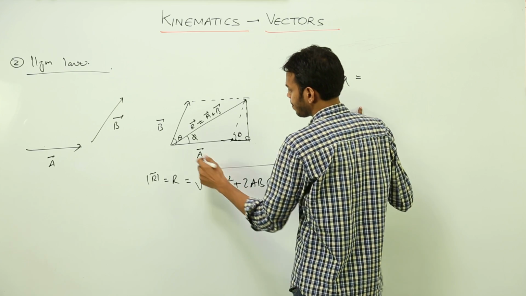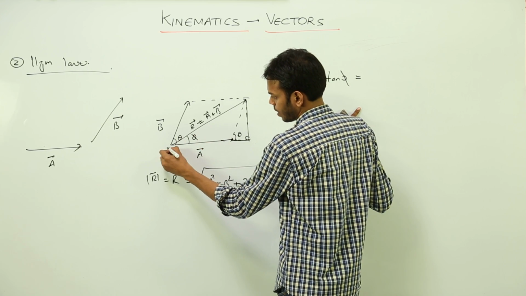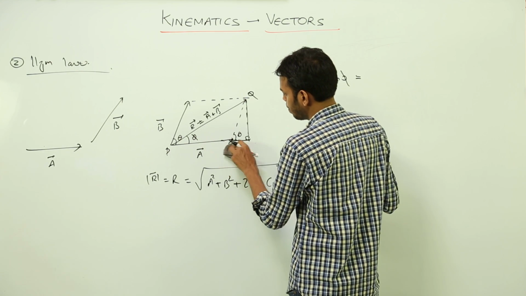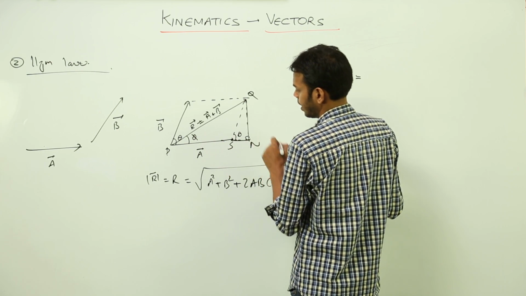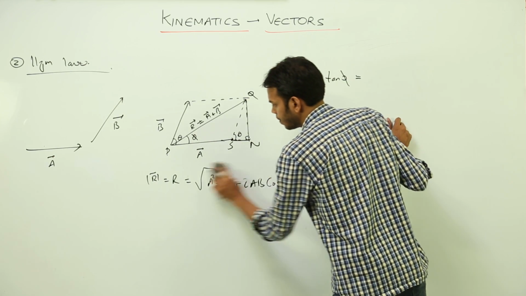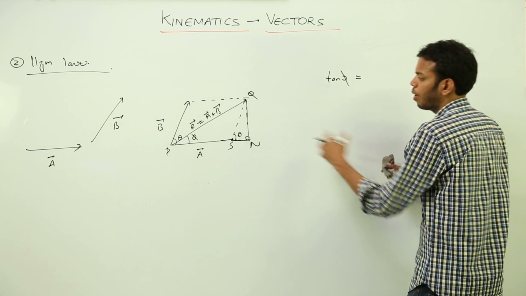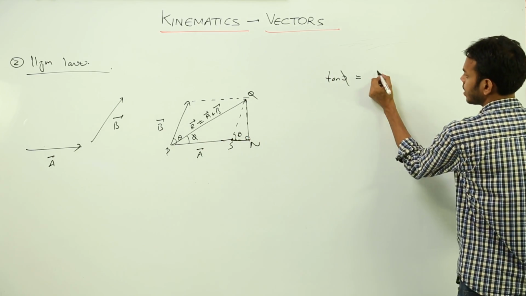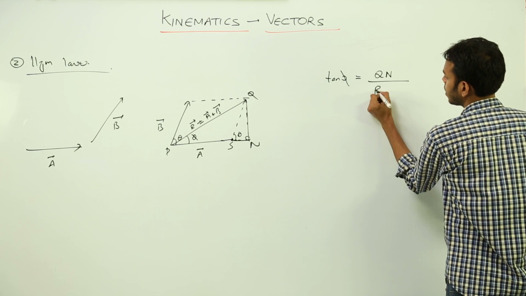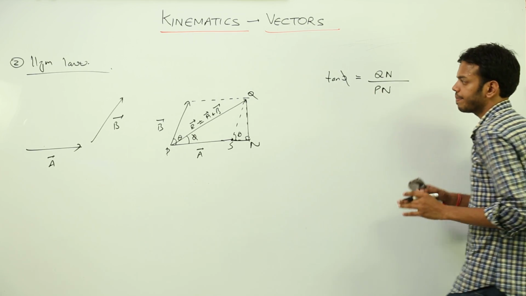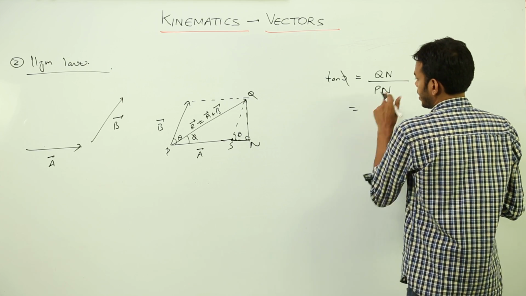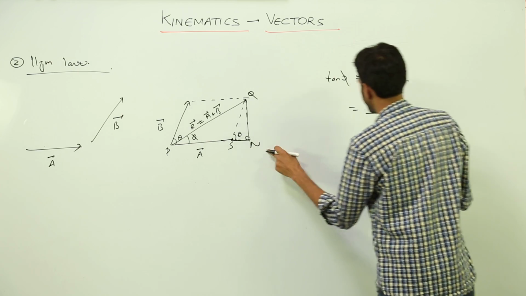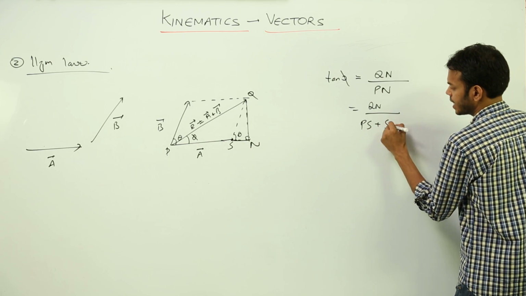I have to name them. Let us say P, Q, S, N. I have changed the name of the vertex, so it hardly matters. Tan phi would be Qn upon Pn. Qn upon Pn. This is clear? Now, instead of Pn, I can write Ps plus Sn. Ps plus Sn. This is also right.